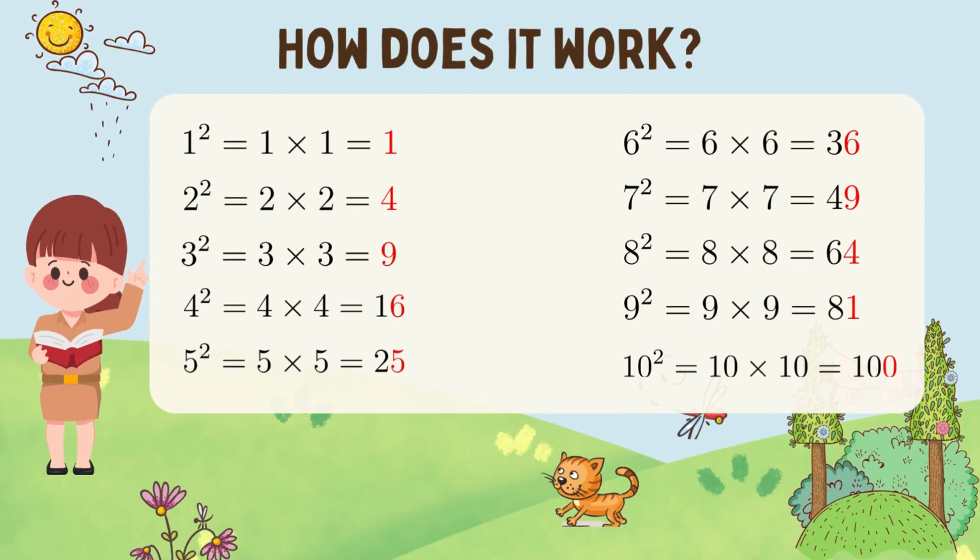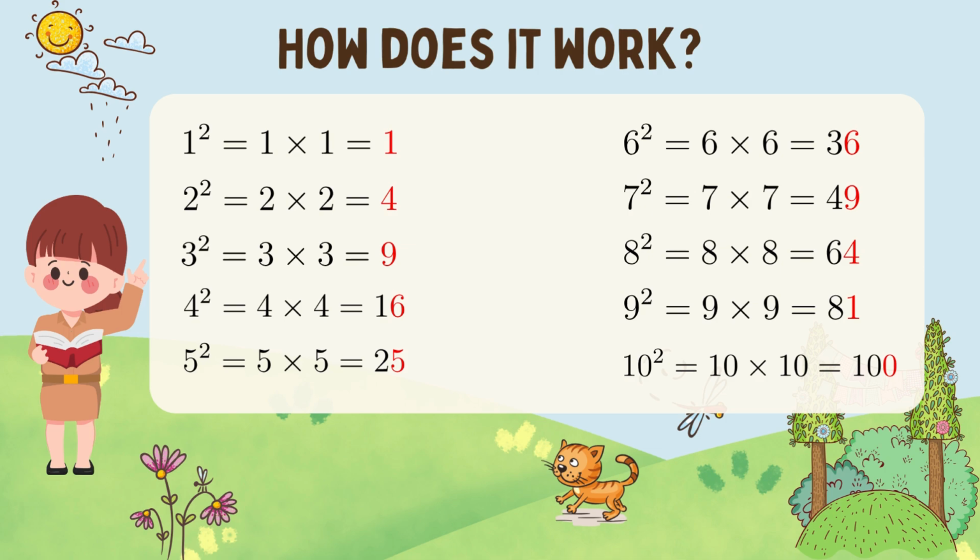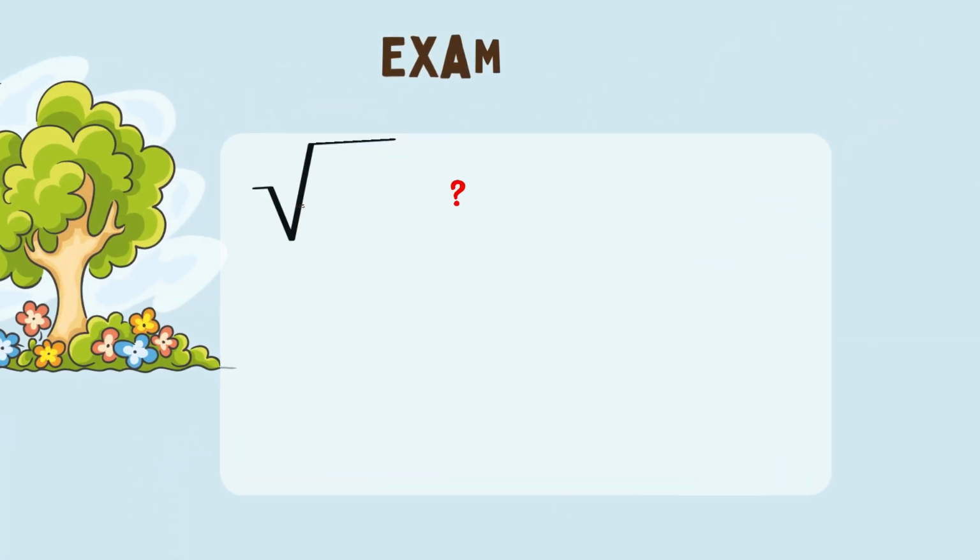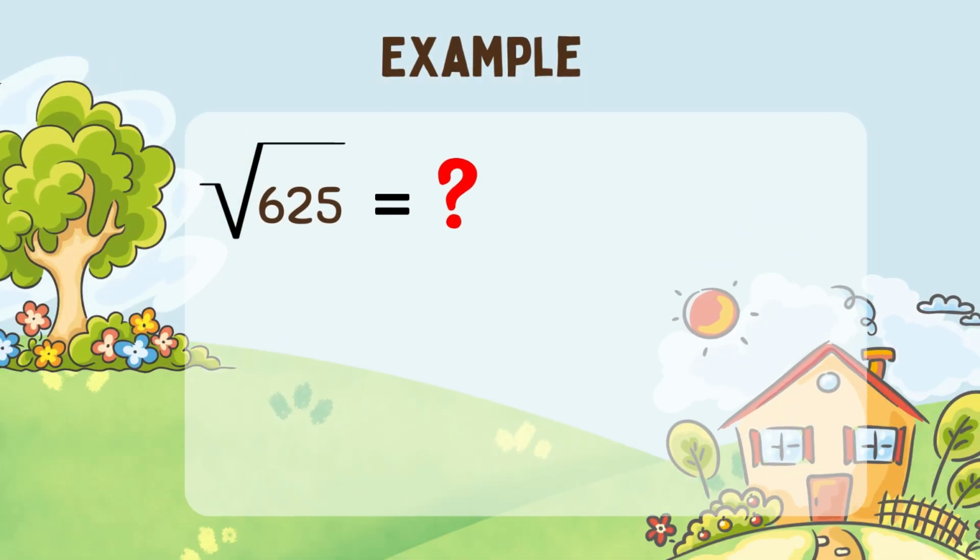As you have noticed, the last digits of the square numbers shown are 1, 4, 9, 6, 5, 6, 9, 4, 1, and 0. We will use these to help us in finding the square roots of perfect squares. Okay, now let's look at the process of finding the square root of a perfect square.